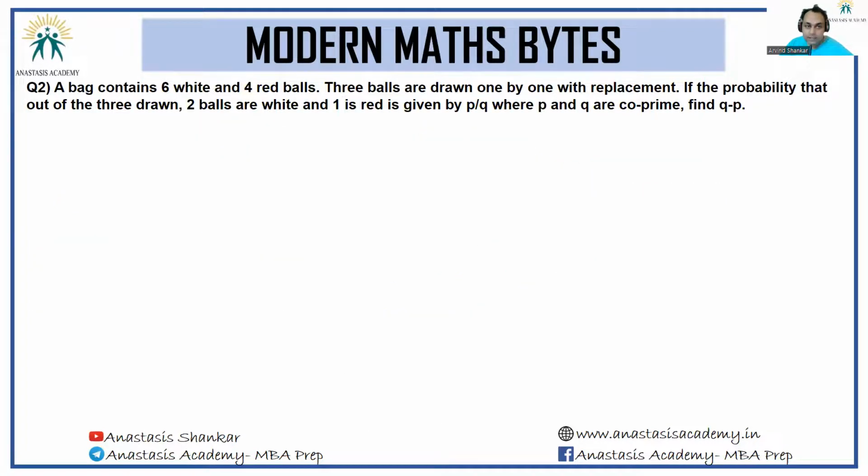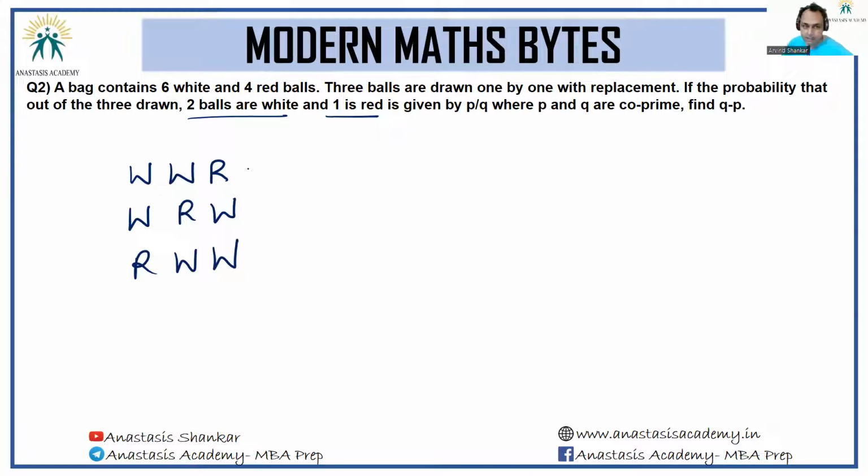A bag contains 6 white and 4 red balls. 3 balls are drawn one by one with replacement. If the probability that out of the 3 drawn, 2 balls are white and 1 is red is given by P by Q, where P and Q are co-prime, find Q minus P. Okay. So we are taking out 3 balls with replacement and 2 are white, 1 is red. This can be done in 3 ways: white, white, red; white, red, white; or red, white, white.